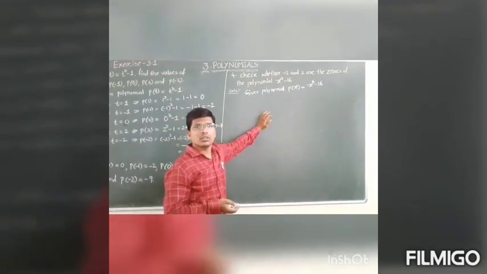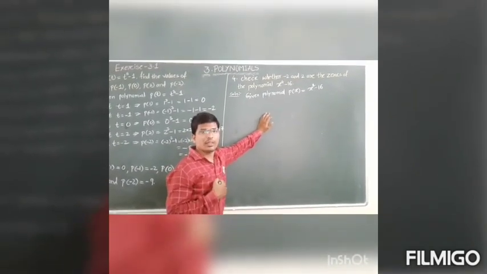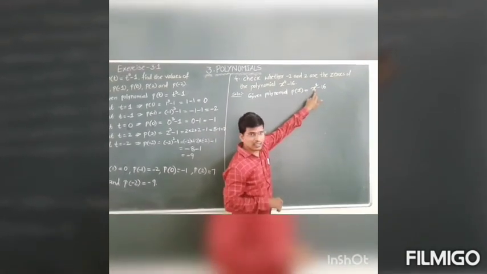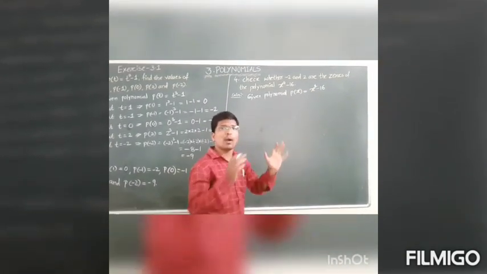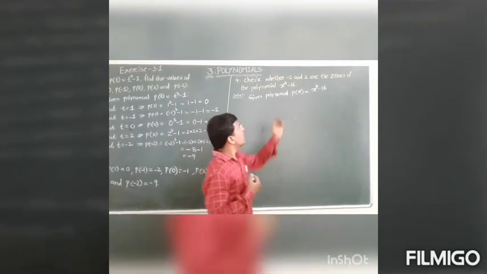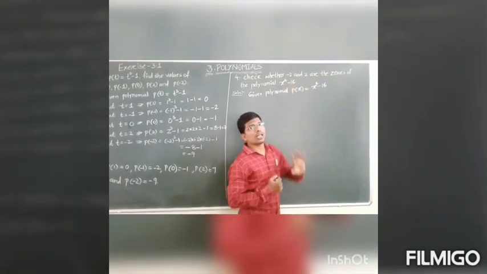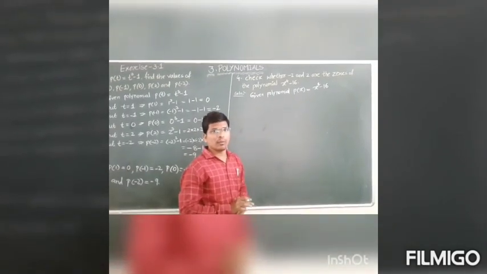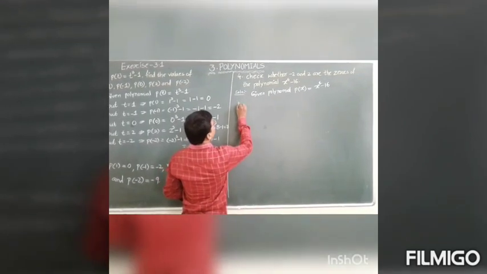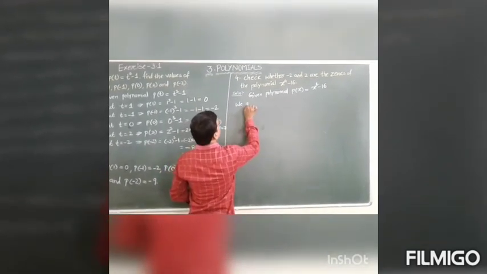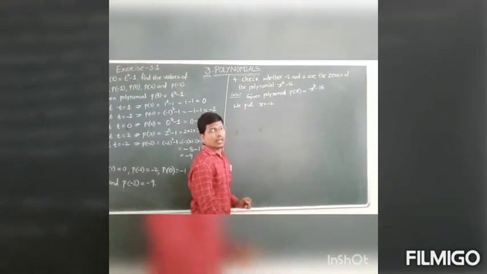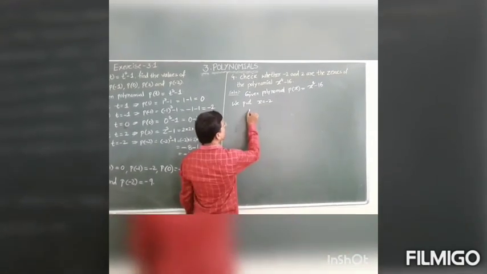So what is meant by zeros? If I substitute the given values in the place of x, and the whole polynomial value is equal to 0, then I can say that minus 2 and 2 are the zeros of the given polynomial. So let me check first. If we put x equals minus 2 first, I am substituting it in the place of x.